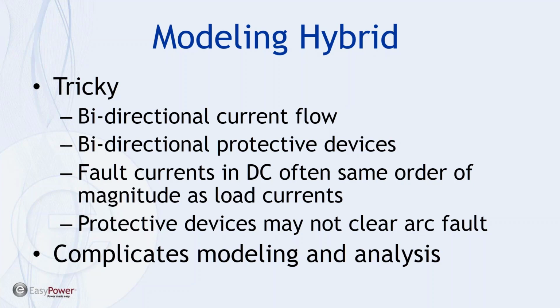The fault currents on the DC side will often be on the same order of magnitude as load currents. That means some protective devices will take a long time to trip because there's not a large difference between fault current and normal current, which means some protective devices may not clear the fault at all, and it complicates both the modeling and the analysis.